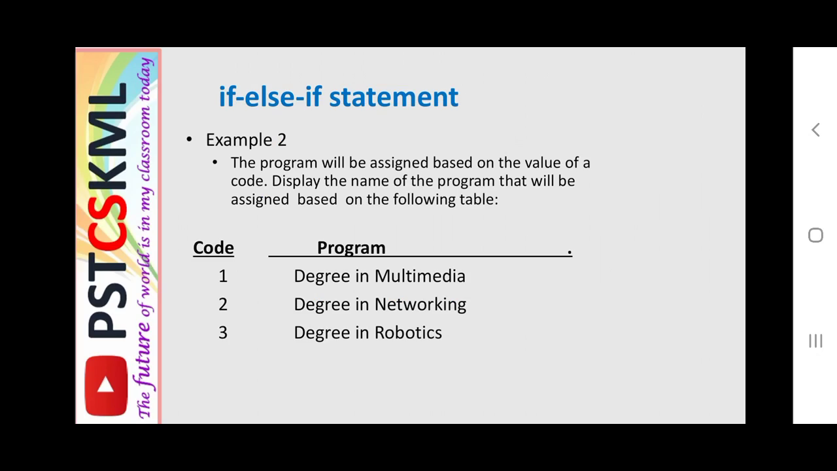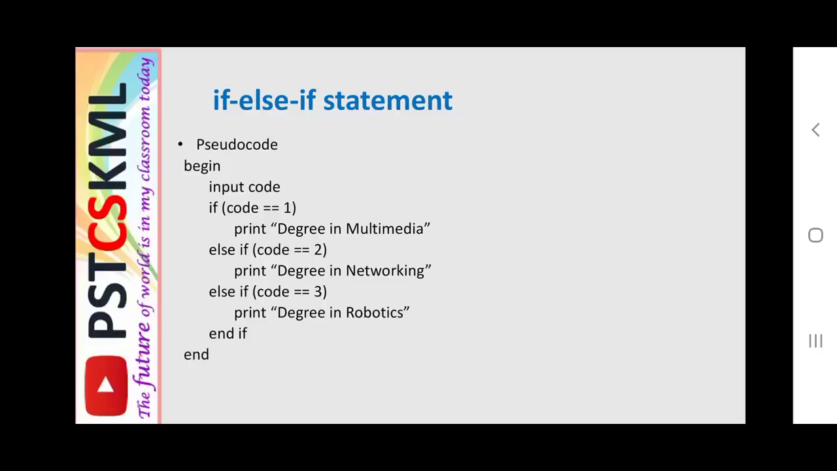Okay, one more example. If code 1 you print degree in multimedia, code 2 you will print degree in networking, code 3 you will print degree in robotic. Begin, if code equal, why do we have double equal? Because in any condition, even though it's if or for or while, whenever you use the equal symbol, you must write it twice. So if code equal 1, print degree in multimedia, else if code equal 2, print degree in networking, else if code equal 3, you print robotics.